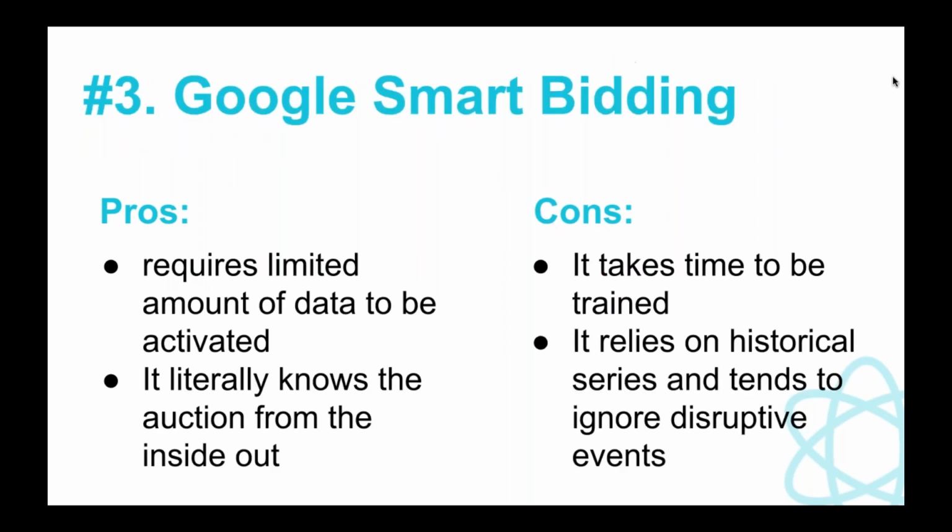The third approach, the Tesla car on autopilot, is the Google Smart Bidding. Here, we fully trust Google. The pros, that requires a limited amount of data and actually time. We just set it up and then we just trust the car to drive in the right direction. And obviously, Google literally knows the auction from the inside out.